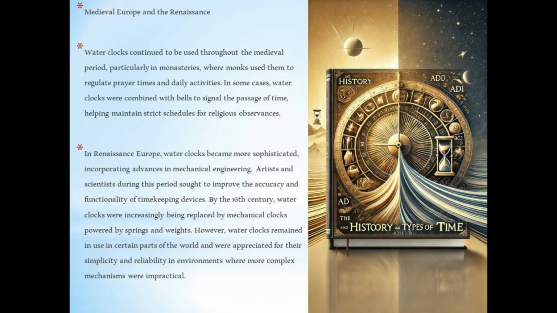In Renaissance Europe, water clocks became more sophisticated, incorporating advances in mechanical engineering. Artists and scientists during this period sought to improve the accuracy and functionality of timekeeping devices. By the 16th century, water clocks were increasingly being replaced by mechanical clocks powered by springs and weights. However, water clocks remained in use in certain parts of the world and were appreciated for their simplicity and reliability in environments where more complex mechanisms were impractical.